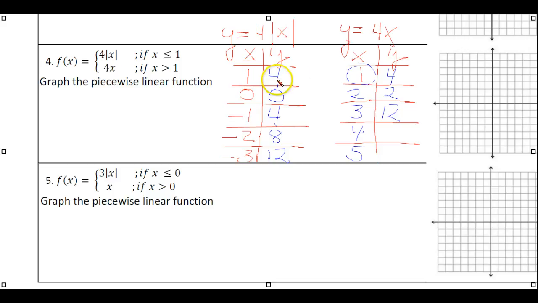A 1, 4. 1, 1, 2, 3, 4. Right there. 0, 0 is right there. A negative 1, 4. Negative 1, 4 is right there. A negative 2, 8. So negative 2, this is 7. 8 is right about there. All right, we have enough. So now to sketch this in, it's going to go like so, and then like so. So that's this piece of it.